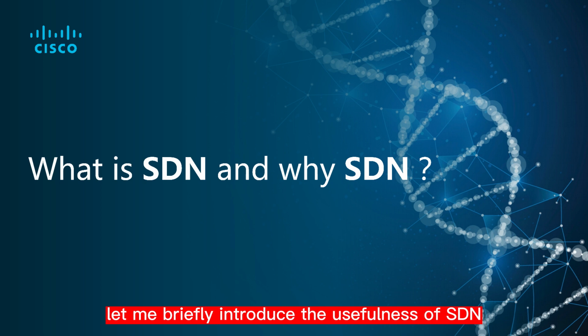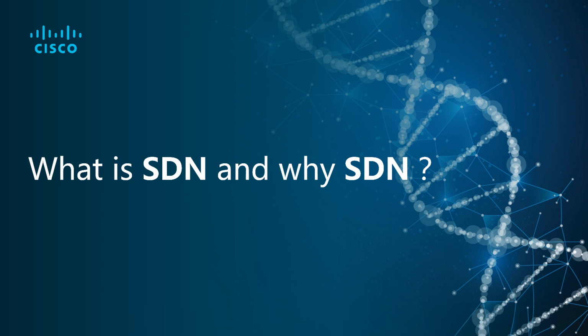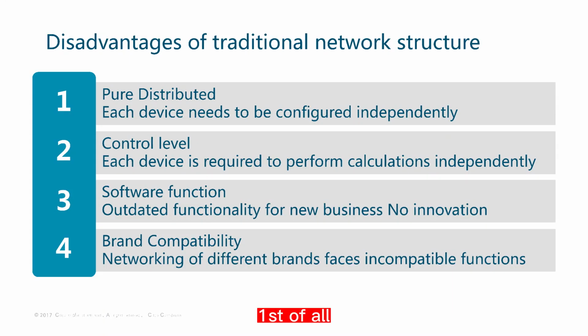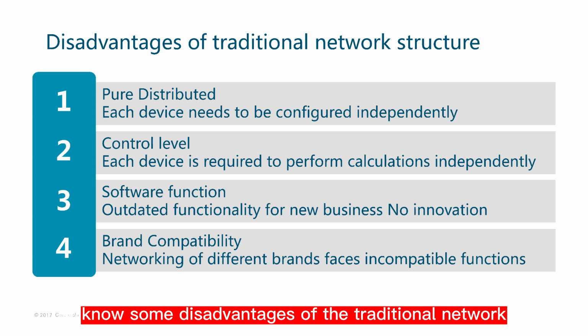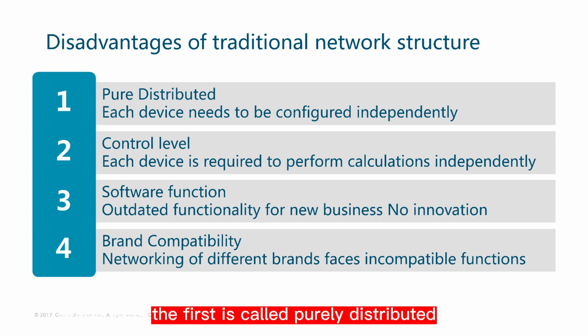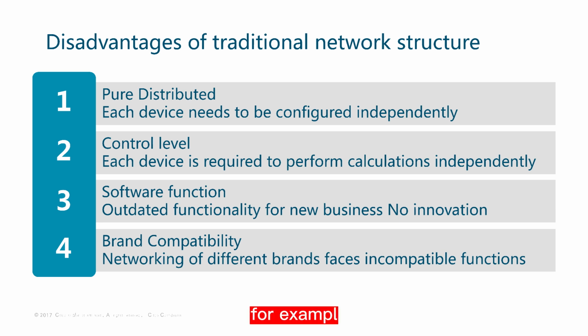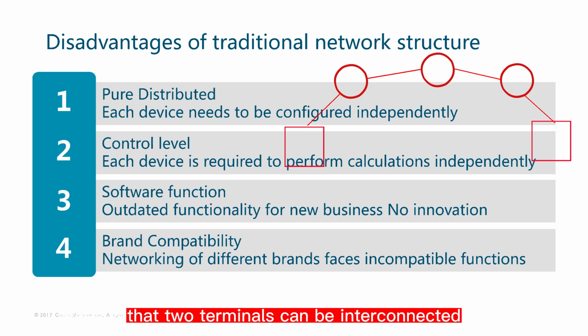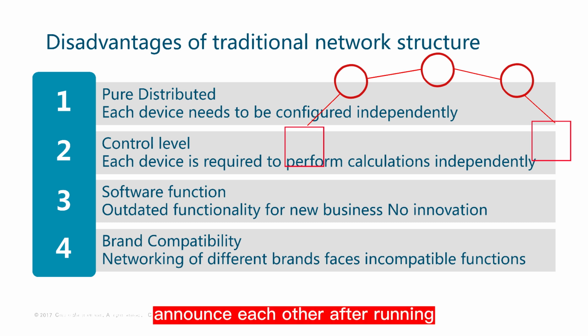Let me briefly introduce the usefulness of SDN. It can solve some common problems in our daily network. First of all, we need to know some disadvantages of the traditional network. The first is called purely distributed. Pure distribution is, for example, I now have some equipment. I want to realize that two terminals can be interconnected. Then I need to run OSPF on these devices. Announce each other after running.